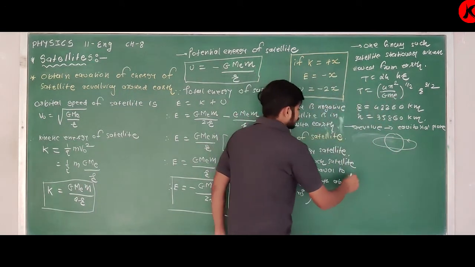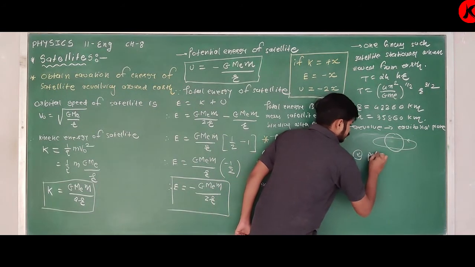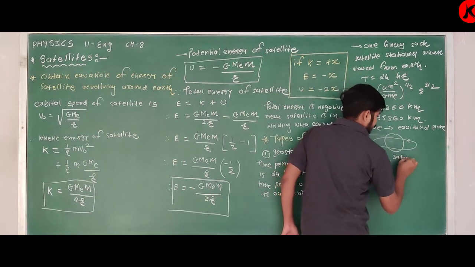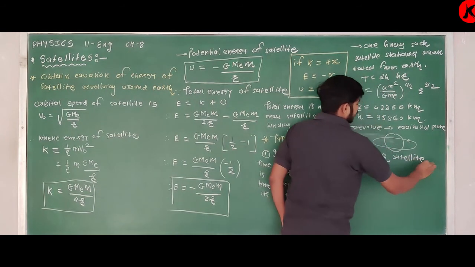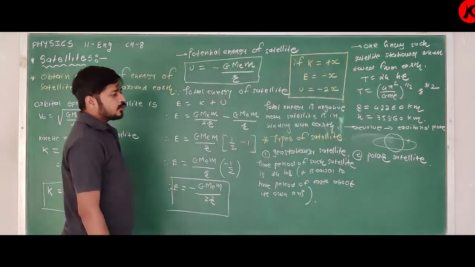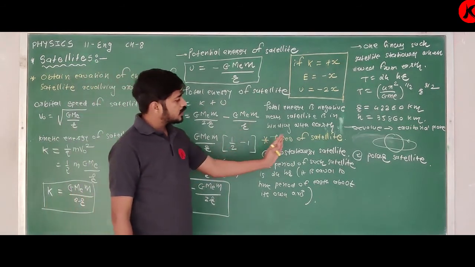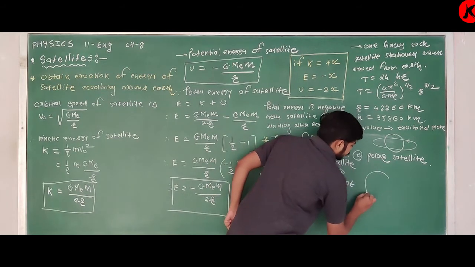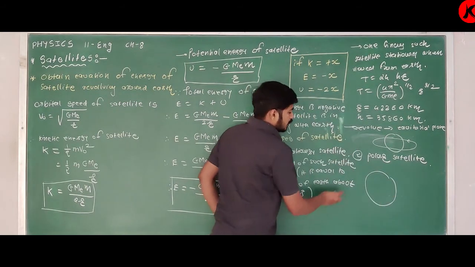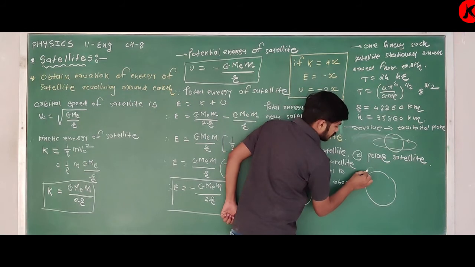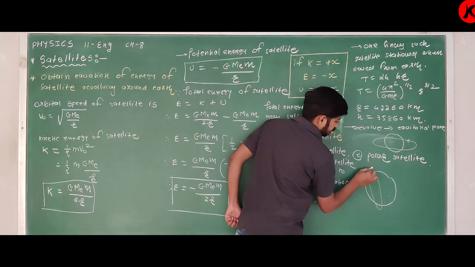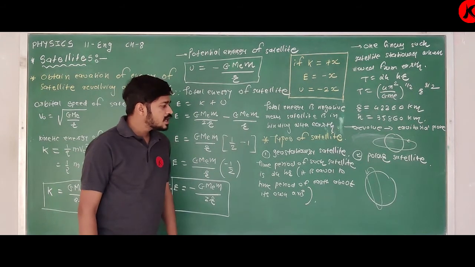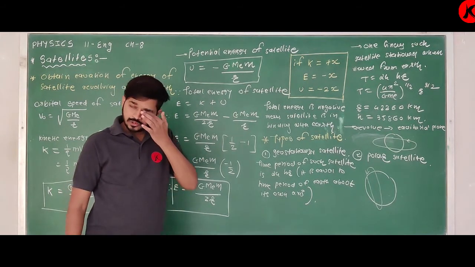Second, the polar satellite. What is a polar satellite? Pole means north pole, south pole. So it is clear that such polar satellites revolve around Earth in such a way, means north to south. Clear about this?